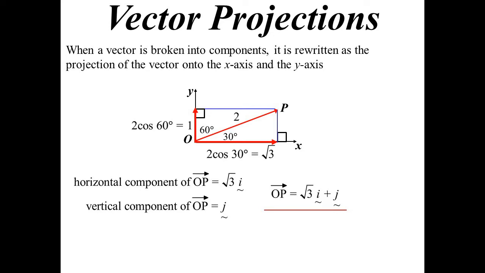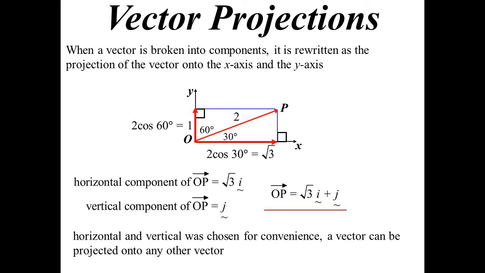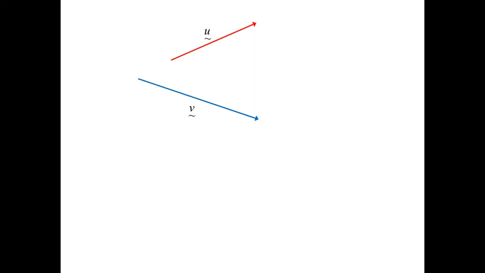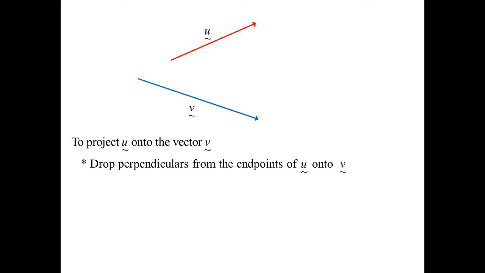So that's the idea we've looked at before, but there's no reason why we have to choose horizontal and vertical. You can project a vector onto any other vector you like. Let's have a look at this one. I'm going to project the u onto the v. Now, how do you do it? We drop a perpendicular. So it's got to be perpendicular to the one you're projecting onto.